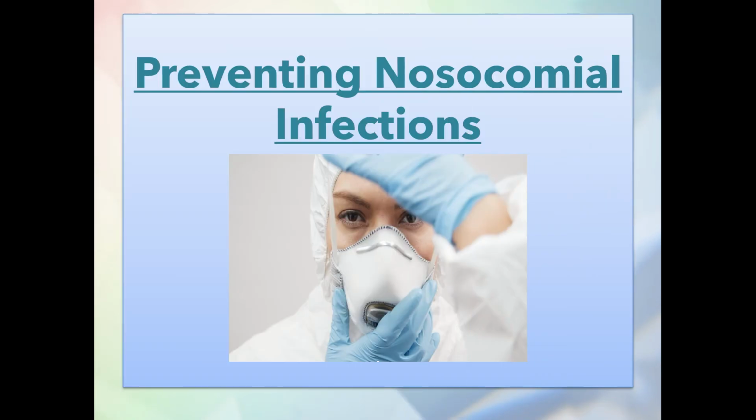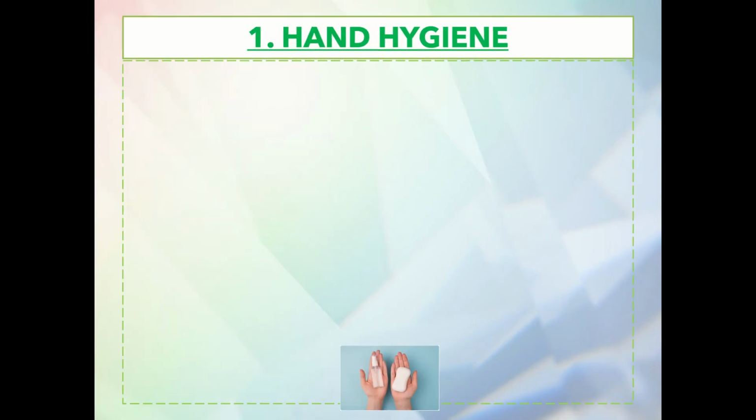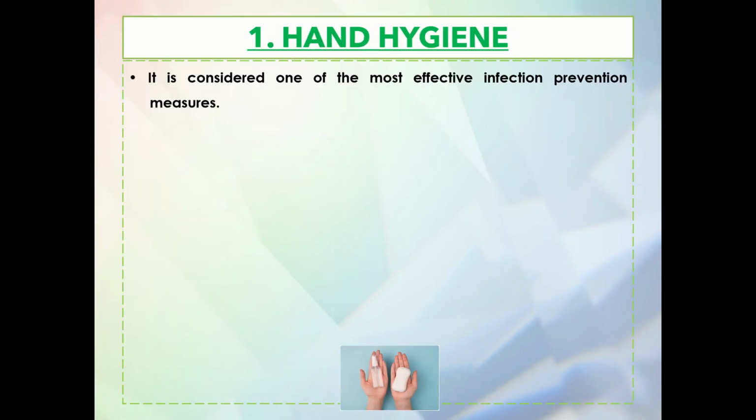Now, how do we prevent nosocomial infections? Ibig sabihin, ano-ano yung mga techniques or procedures na ginagawa natin para maiwasan yung pagkalat ng microorganism at ma-prevent yung nosocomial infections na pwedeng mangyari sa ating mga pasyente. So the first one is hand hygiene. Again, ang unang practice na i-discuss natin para maiwasan yung pagkalat ng nosocomial infection as a healthcare provider is hand hygiene. So it is considered one of the most effective infection prevention measures.